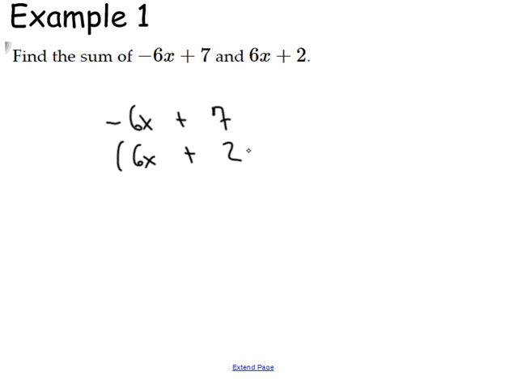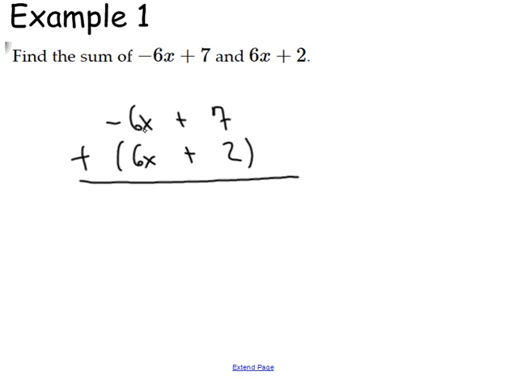So I'm going to put a parentheses on the bottom expression. Always put parentheses around the bottom expression. And then since I'm adding, I'm going to put a plus sign here. I'm going to draw a line, and then I'm just going to add. Now this addition sign applies to everything that's inside the parentheses.